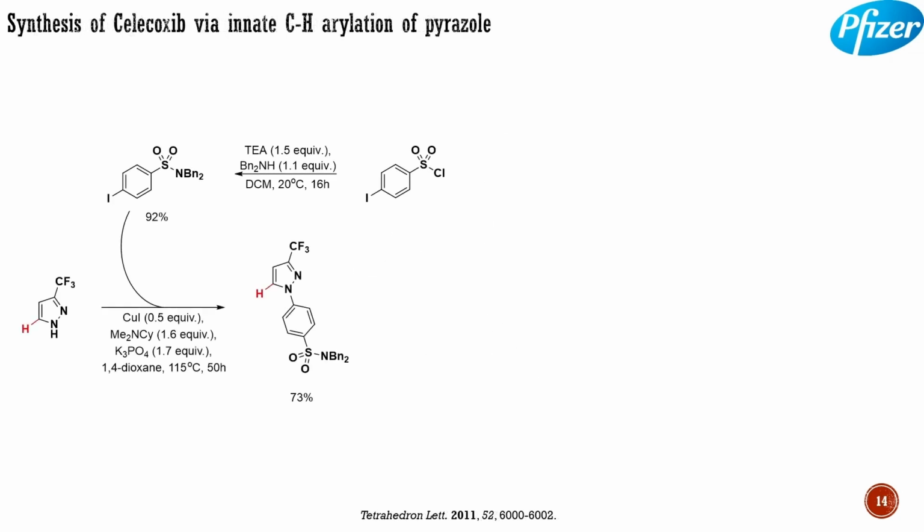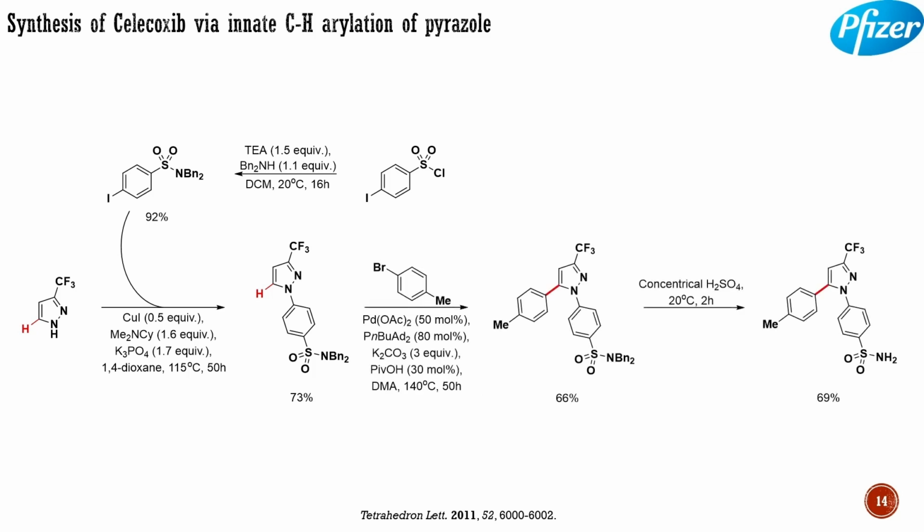Initially, they prepared the sulfonamide, which was subsequently coupled with a trifluoromethylated pyrazole via copper-catalyzed Ullmann amination. The resulting pyrazole derivative was selectively arylated at position 5 using palladium acetate combined with Beller's ligand. The subsequent deprotection of the sulfonamide gave celecoxib in a 69% yield.